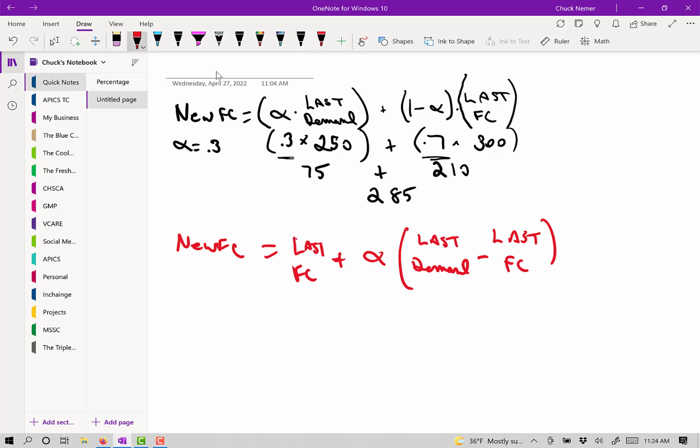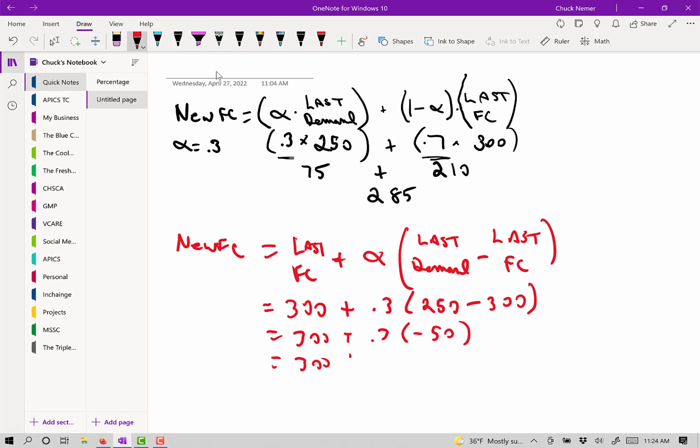So let's plug in our numbers for a sec here. The new forecast is equal to the old forecast, which was 300, plus alpha 0.3, times last demand 250, minus the last forecast of 300. And let's keep doing the math. 300 plus 30% of negative 50, which is equal to 300 plus a negative 15, which is the same as 300 minus 15, or 285. So you do come out with the exact same number. I don't know why the textbooks don't show this one anymore.